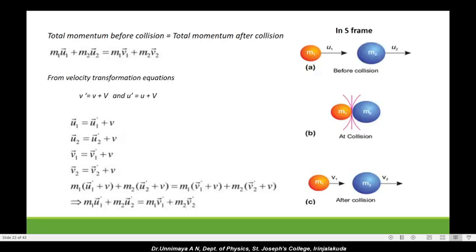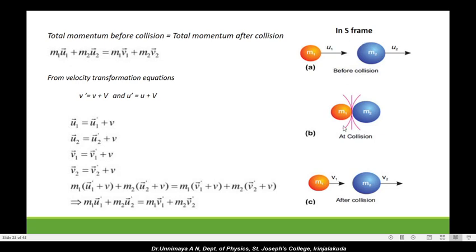Okay. So in order to consider the law of conservation of linear momentum, we have to consider the collision of two particles m1 and m2. The velocity of the first particle having mass m1 is u1 and the velocity of the second particle with mass m2 is u2. So this is the situation before collision in the S frame. We are considering the collision of two particles in the S frame.